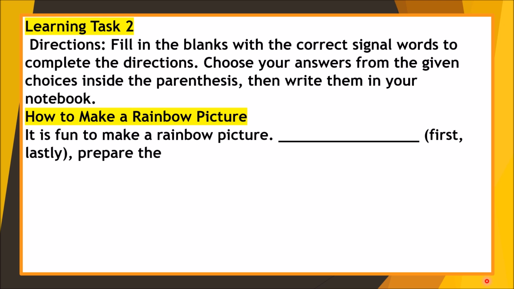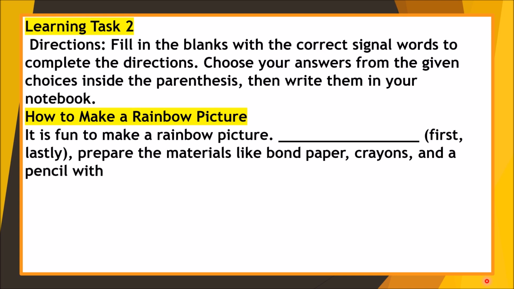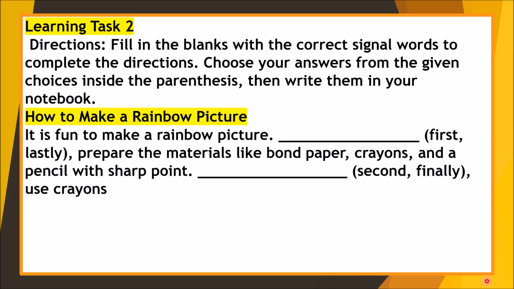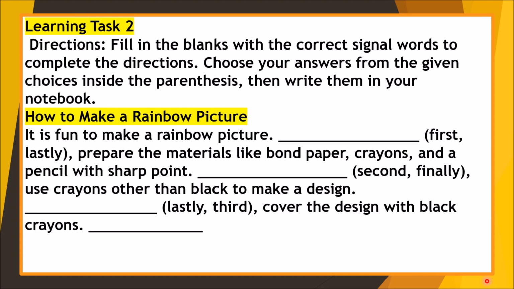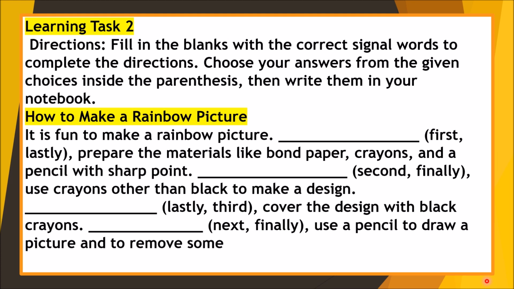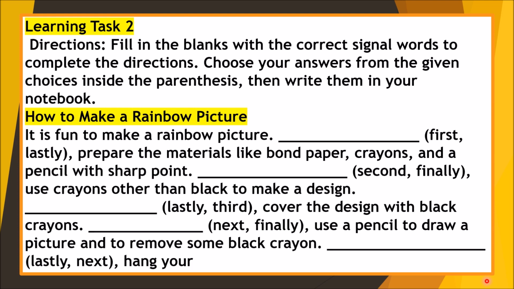You have to choose first or lastly prepare the materials like bond paper, crayons, and a pencil with sharp point. Is it second or finally use crayons other than black to make a design? Is it lastly or third cover the design with black crayons? Is it next or finally use a pencil to draw a picture and to remove some black crayon? And is it lastly or next hang your picture on your wall.